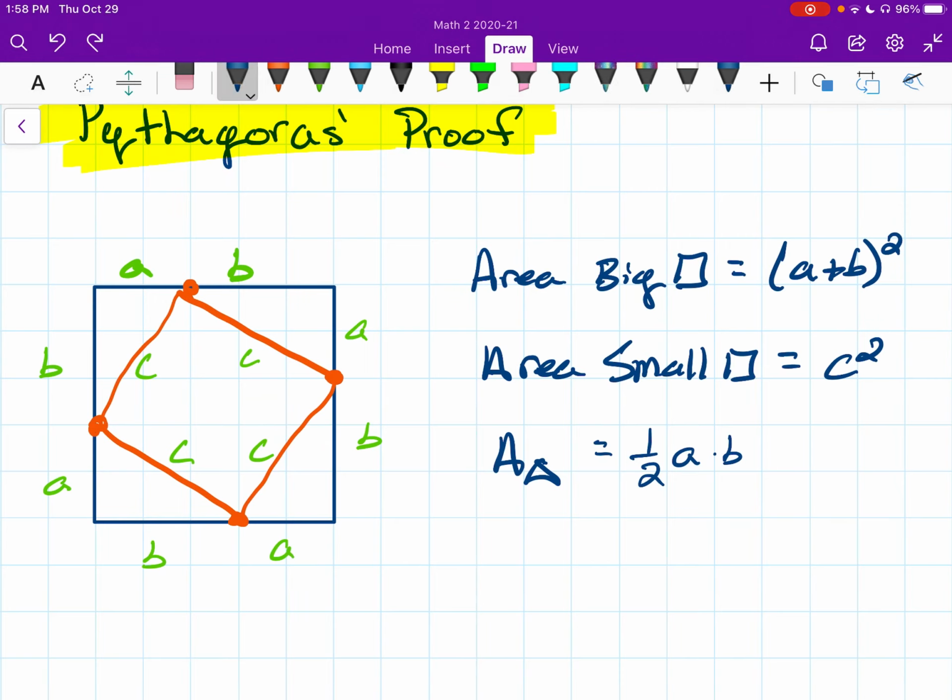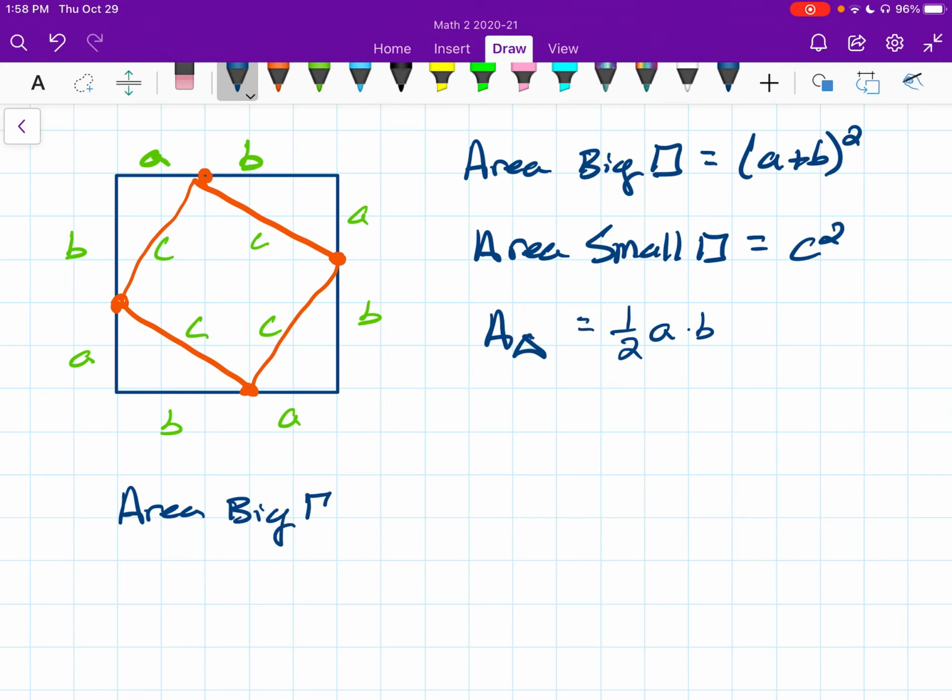So we should be able to say the area of the big square equals the area of the small square plus 4 times the area of the triangle, right? So we said the small square plus 4 triangle areas is going to be the big square area. So we're going to plug all that in and see what we can get.